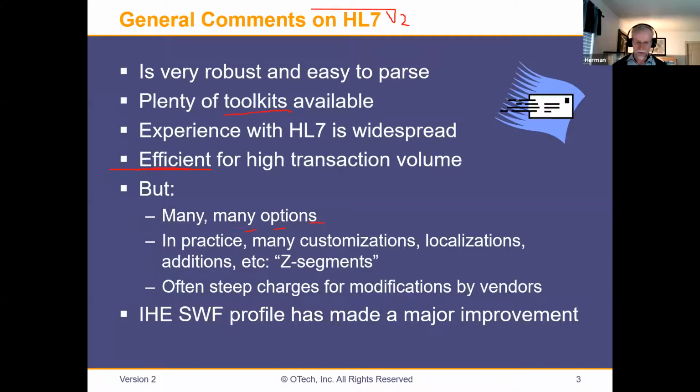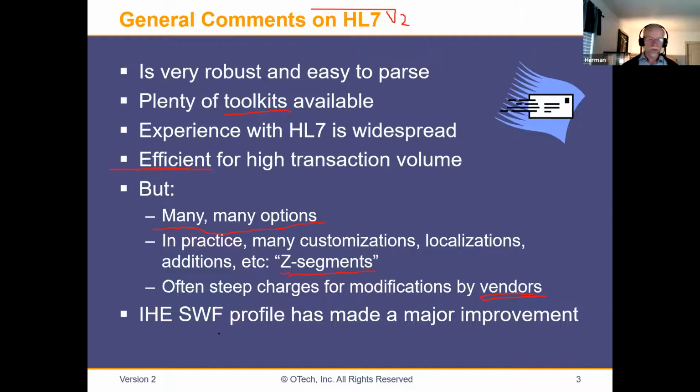There are a lot of different dialects, a lot of different implementations, a lot of customizations, localization, additions, right? We actually have, in DICOM, private tags. In HL7, we have Z segments. A segment is a line in a message. So anytime you have a line that starts with a Z, you say, okay, private information. And the vendors charge quite a bit of money to make any changes. So that's where the interface engines come in, where we can do our own mapping in the hospital.